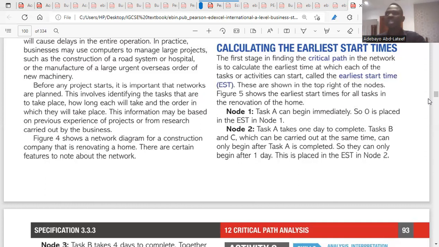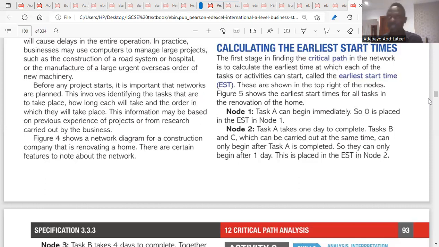Maybe task A is going to take 7 days. So the LFT at node B is maybe 15 days. So 15 days minus the time of task A, which is maybe 7. That means for 8 days, there might be a delay. It's not going to affect the project. That is how you calculate it. Do you understand how to calculate it?